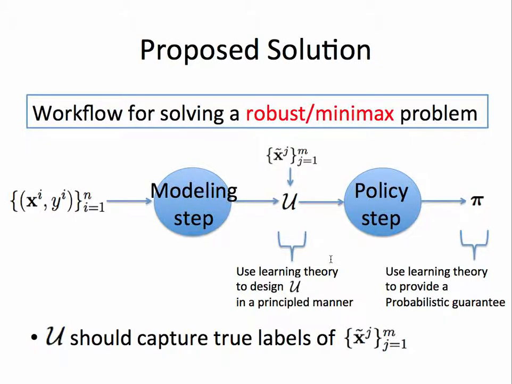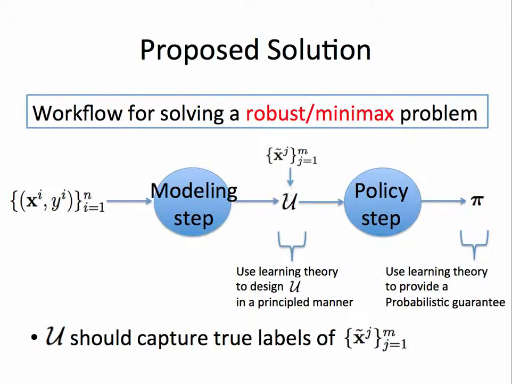But that is generally not the case. So the actual workflow is going to be as follows, which is our proposed solution. It's going to involve a robust or minimax problem at the policy step. What we'll do is first take our historical data and pass it through a modeling step and obtain an uncertainty set U of possible labels that these features x tilde j, from 1 to m, can have. So hopefully the uncertainty set U can capture the labels with high probability.